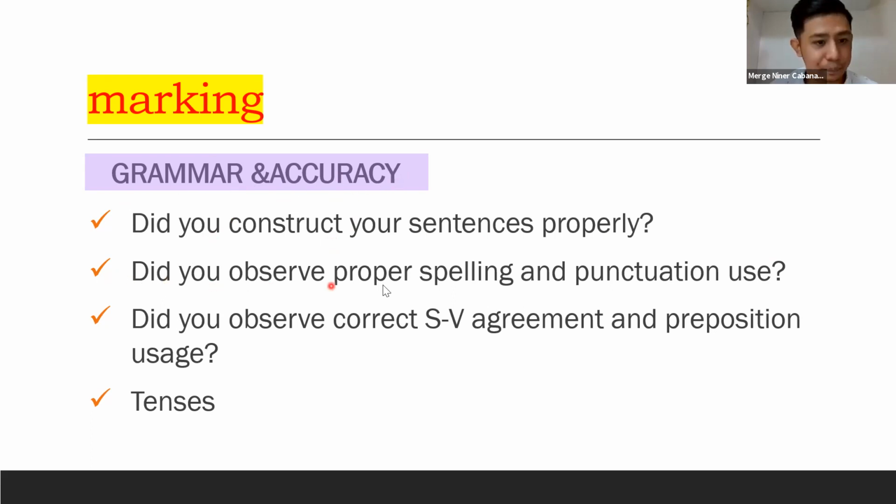Now, did you observe proper spelling and punctuation use? As I've mentioned, misspelled words not only take off points from your vocabulary, but they also take off points from your grammar. So that is your second bullet point here. And for correct punctuation use, we will be using your commas, your periods, and your apostrophes if we need some possessive cases, but we will not be using apostrophes for the sake of contracting words.